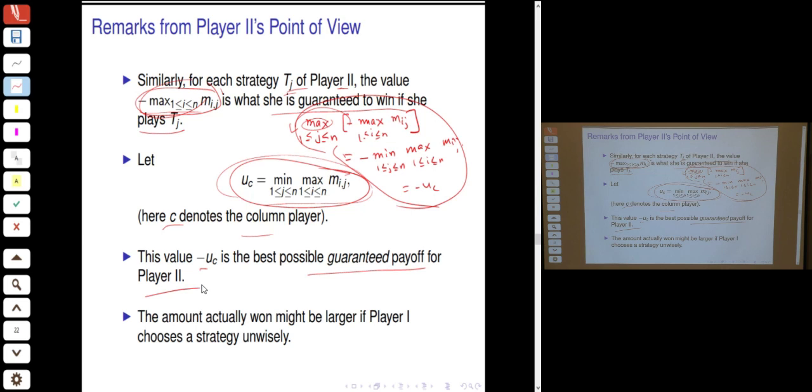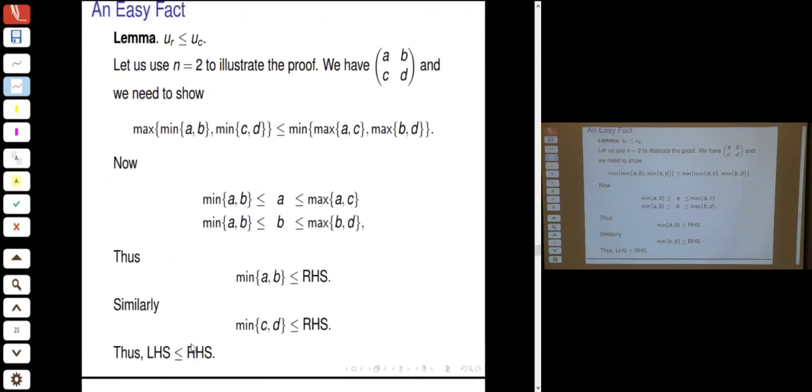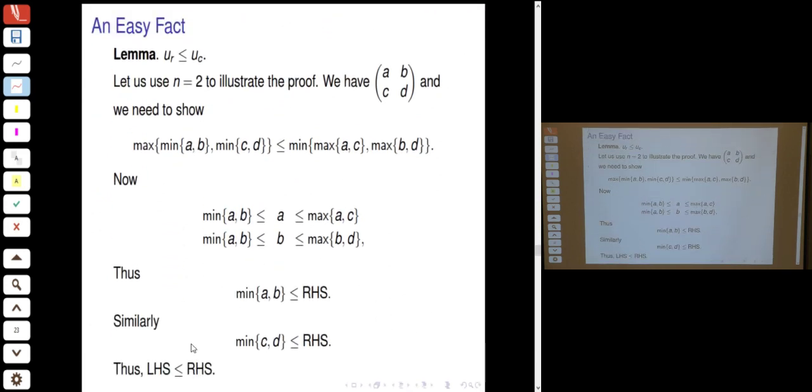And the amount actually won might be larger if player 1 chooses a strategy unwisely, right? But as usual in game theory, we never want to assume that the opponent will make a mistake. So we always want to maximize the guaranteed payoff. So here is an easy fact. UR, the maximum guaranteed payoff for player 1, is less than or equal to UC, or minus UC being the maximum guaranteed payoff for player 2. So how do we show this?